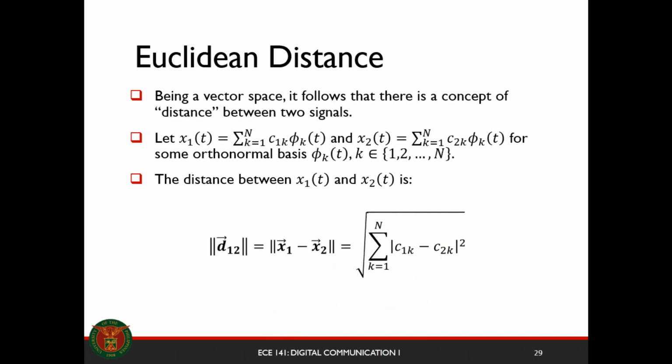Right. So finally, we have the concept of the Euclidean distance. Being a vector space, it follows that the signals can be represented on an n-dimensional plane or space. Okay? And that means between two signals, there is a form of distance. If we take the distance between two signals, we're just getting the norm of their difference, right? And actually, you can think of this as the likeness.